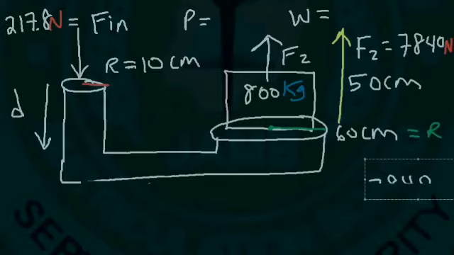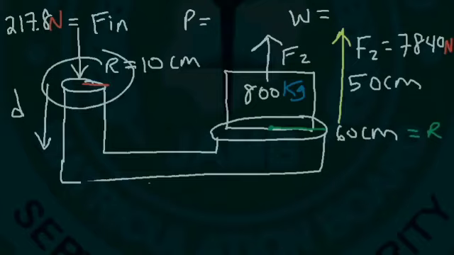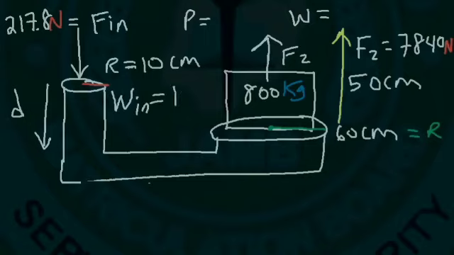Now, how can we calculate the input distance? How far do we need to push this particular cylinder down in order to lift the 800 kilogram block 50 centimeters up? What do we need to do to calculate the answer? The input work must be equal to the output work.